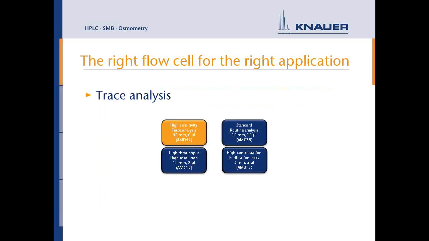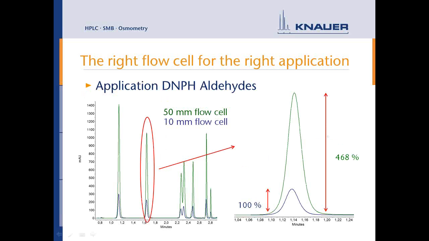This flow cell combines, as you can see here, a really long flow path of 50 millimeters. So it's the longest flow path that we can offer here. That means you get high sensitivity, but also you see here we have only 6 microliter cell volume. And maybe we have a look at what exactly this means.